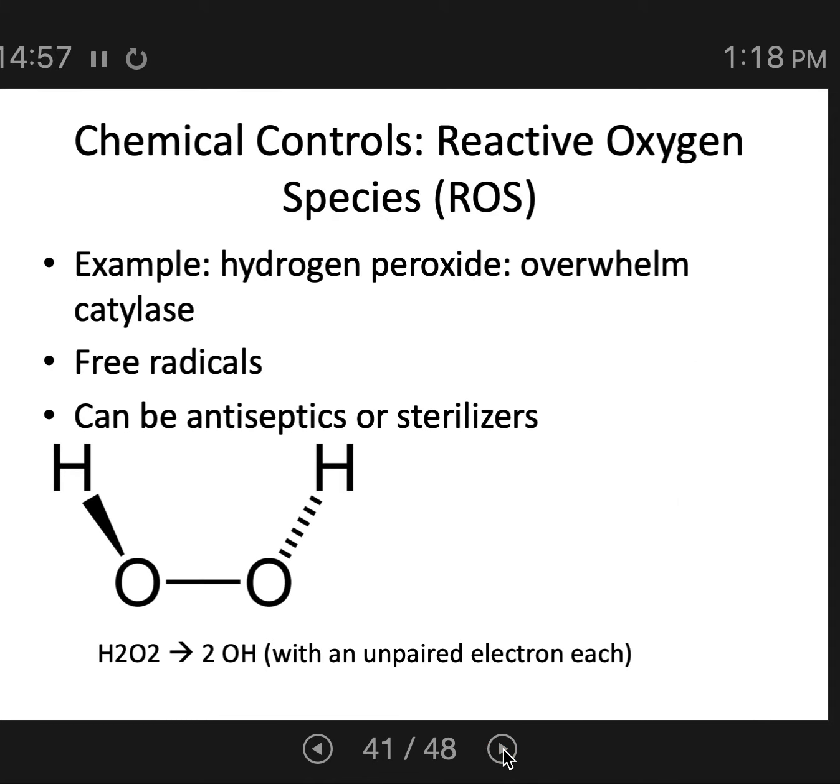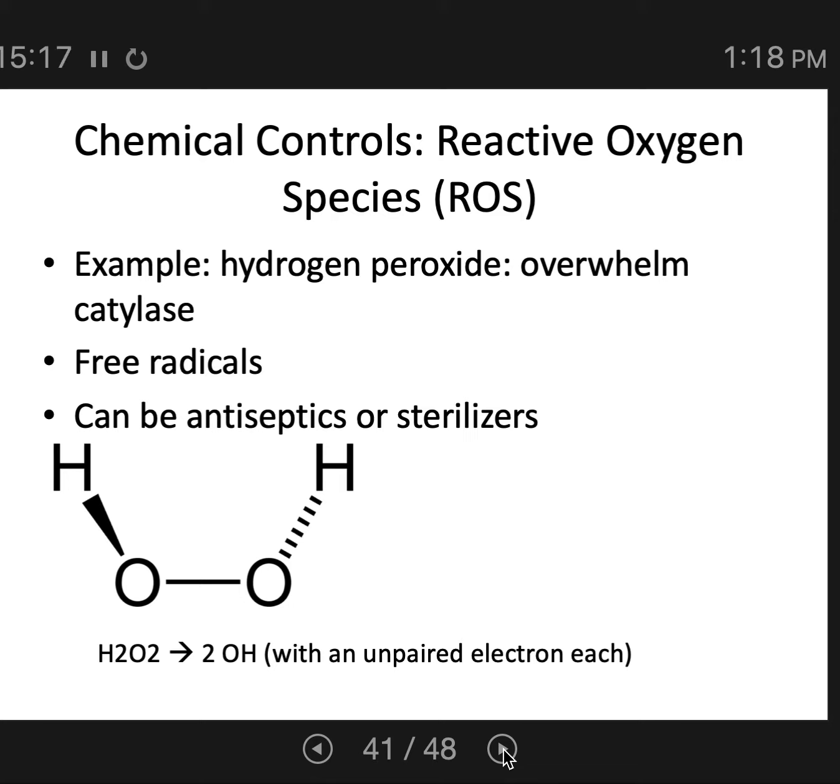Reactive oxygen species, which you learned about already. So examples would be hydrogen peroxide. So if you add reactive oxygen species to something, all anaerobic organisms are going to be negatively affected by reactive oxygen species because they can't even take the ambient levels. They don't have those enzymes to neutralize reactive oxygen species.